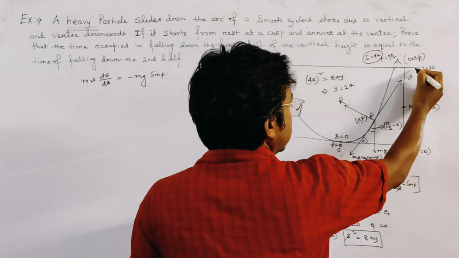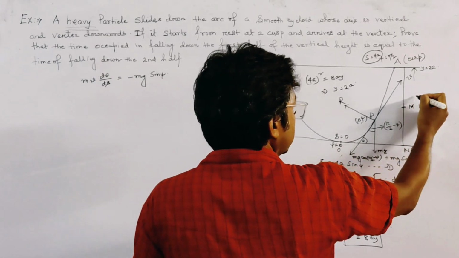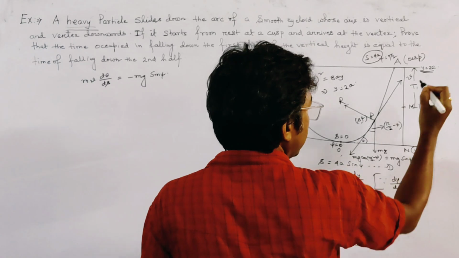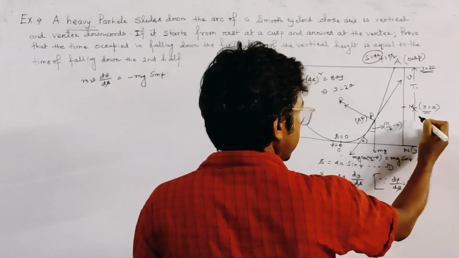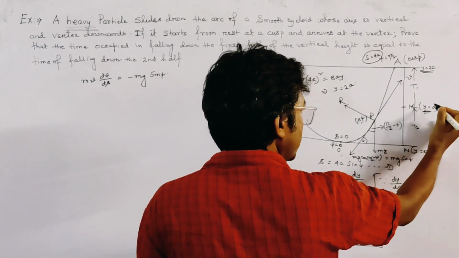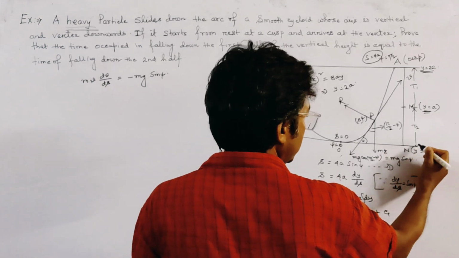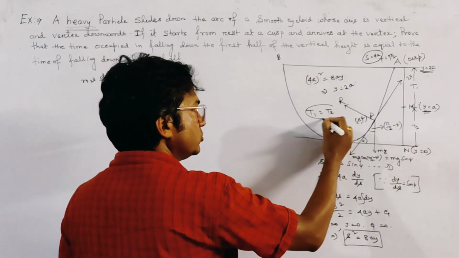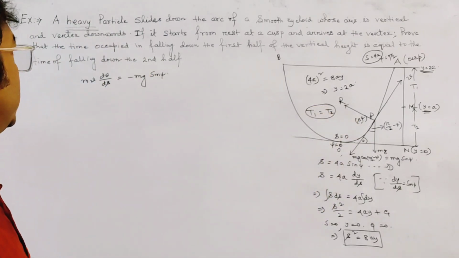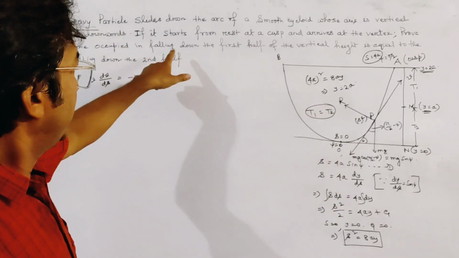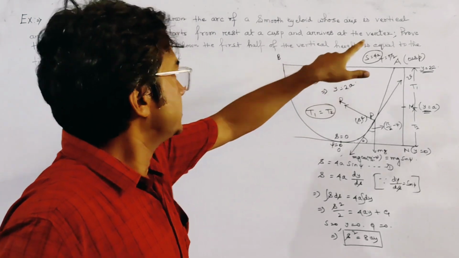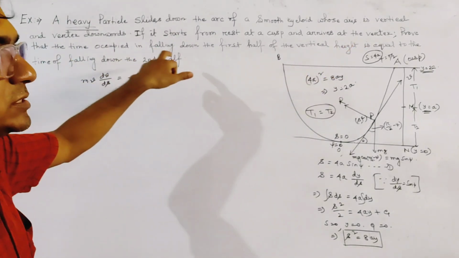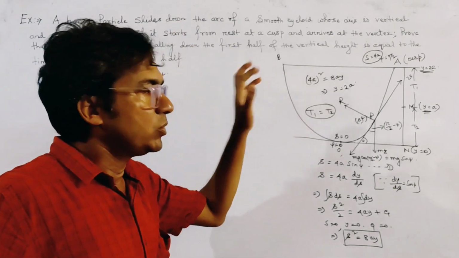We have to find the time from y = 2a to y = a, let this be T1, and the time from y = a to y = 0, let it be T2. We have to show that T1 is equal to T2. Thus it is proved that the time of falling down the first half of the vertical height is equal to the time of falling down the second half. This is our required proof.